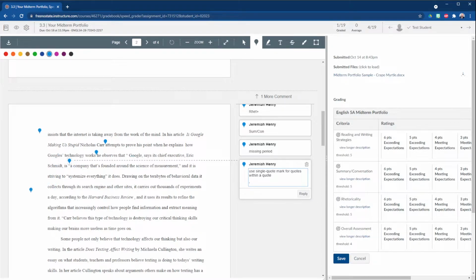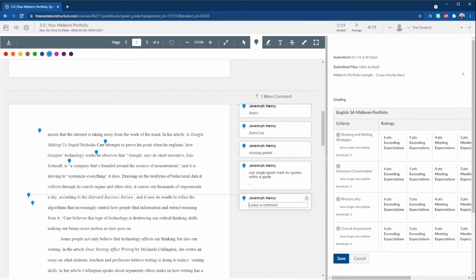Okay, so overall, I think that's a very long quote for a direct quote. The writer could try mixing paraphrasing with direct quoting. Perhaps. Depending on a really long quotation like that makes me kind of lean towards summary conversation, meeting expectations, but probably not exceeding expectations.